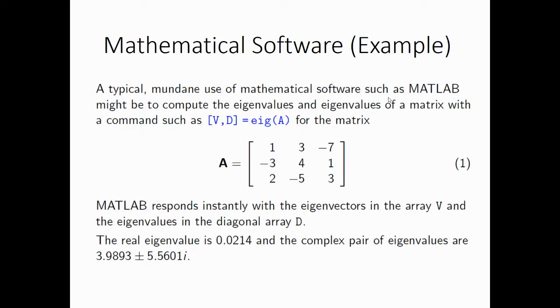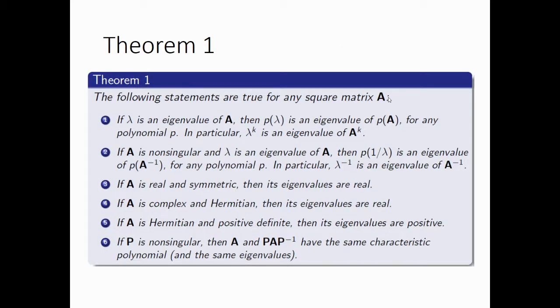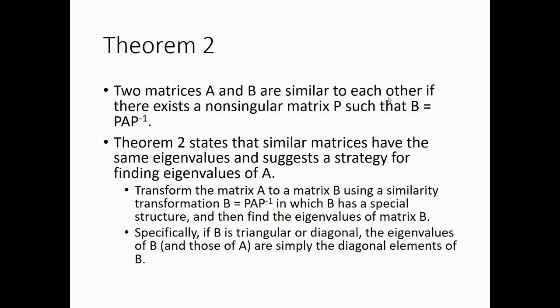That being said, let's take a look at some theorems. Theorem 1 summarizes the special properties of a matrix that impinge on the computing of its eigenvalues. So this tells you what type of eigenvalues you will get for different types of matrices. Theorem 2 says two matrices are similar to one another if there exists a non-singular matrix P such that B is equal to P times A times P inverse. So Theorem 2 states that similar matrices have the same eigenvalues and suggests a strategy for finding eigenvalues of A. We transform the matrix A to a matrix B using a similarity transform.